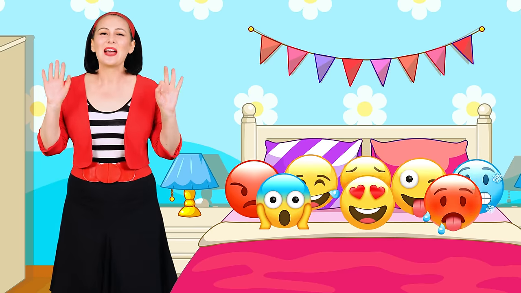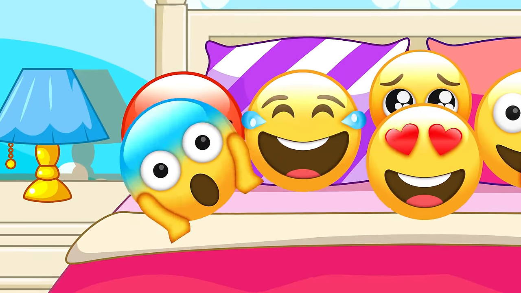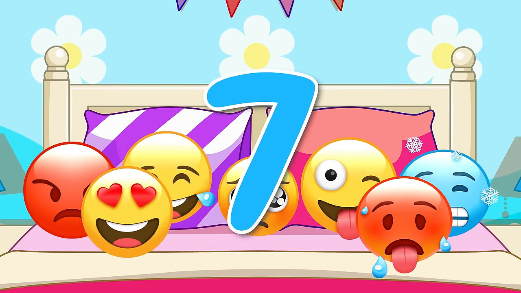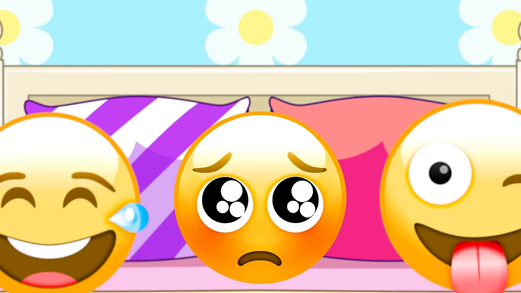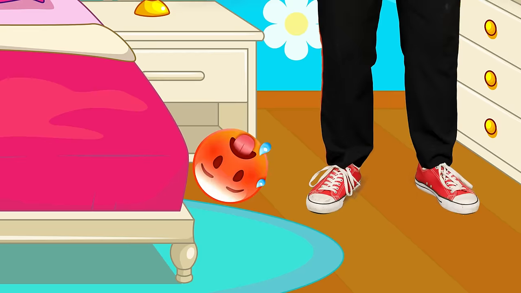8. There were 8 in the bed, and the little one said, roll over, roll over. So they all rolled over and one fell out. 7. There were 7 in the bed and the little one said, roll over, roll over. So they all rolled over and one fell out.